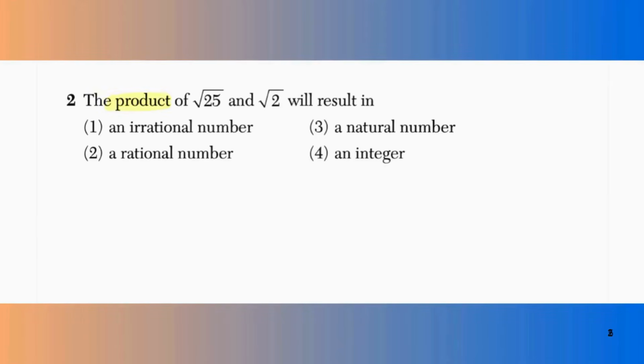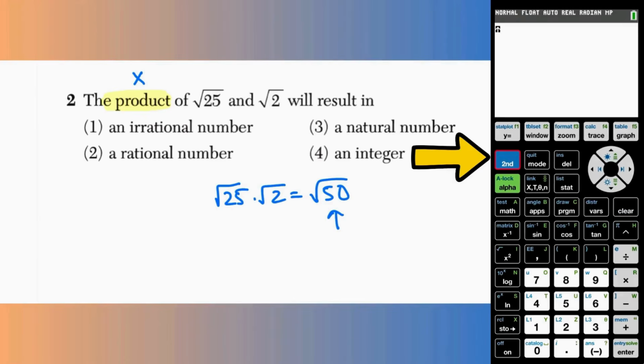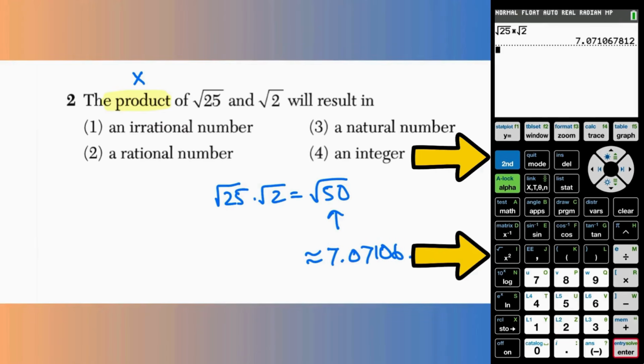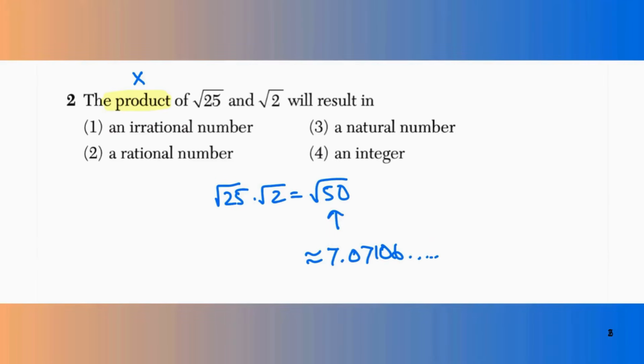Number 2, the product of the square root of 25 and the square root of 2 will result in what kind of number? Well, the product means that we are going to be multiplying. And if I multiply the square root of 25 with the square root of 2, it's going to give me the square root of 50. So you could just throw this into your calculator right now, and you're going to see that you get a value of approximately 7.07106, and it's not going to end, and there's not going to be a pattern visible. And so by definition, if the decimal is non-terminating and non-repeating, then it is an irrational number.